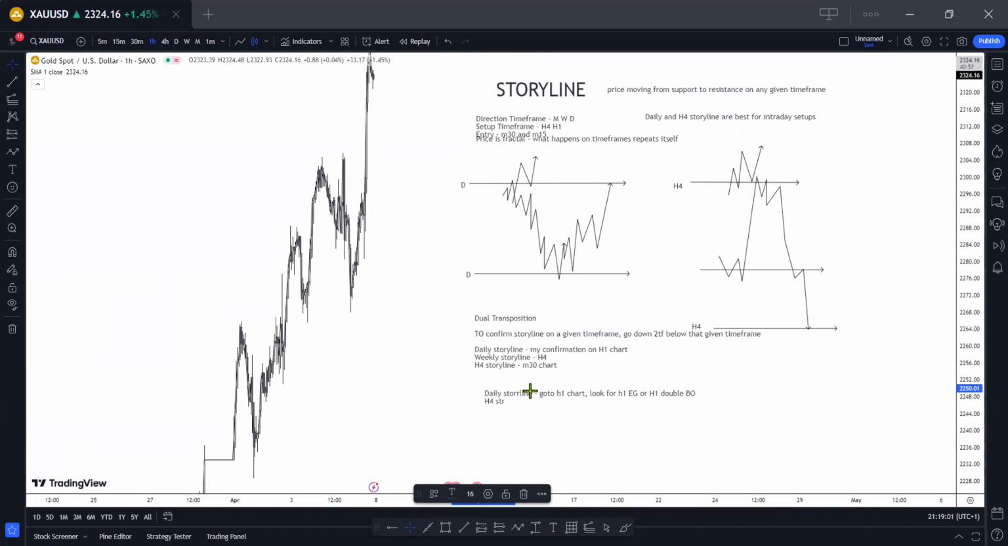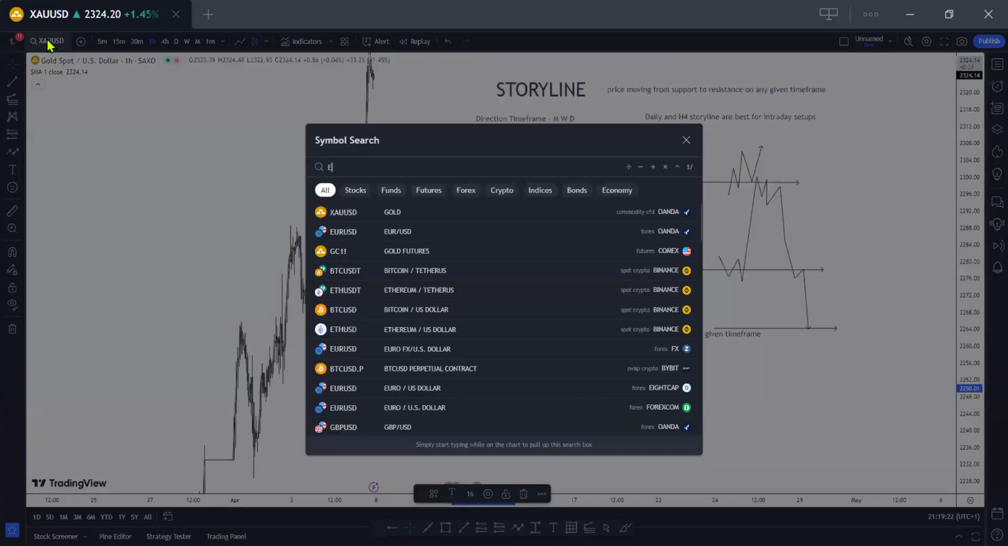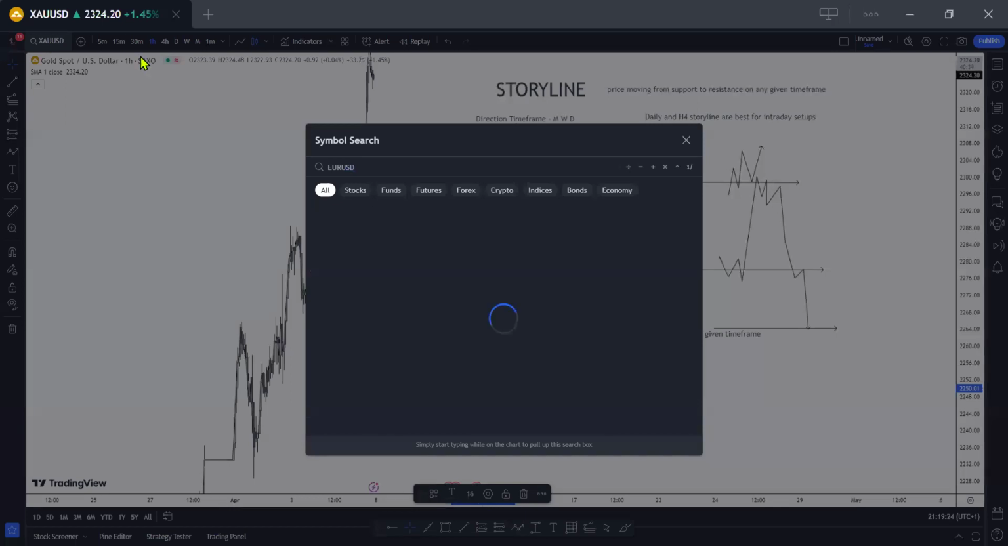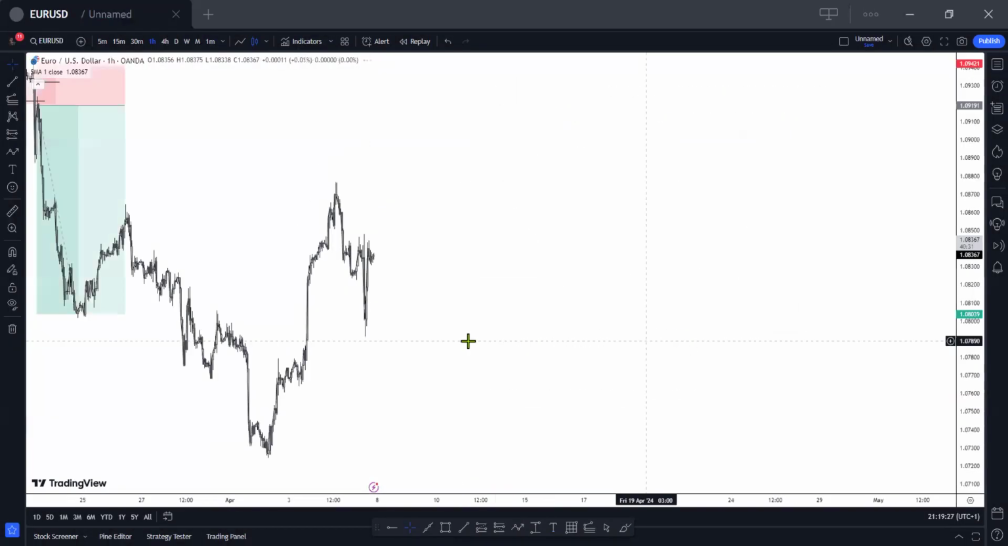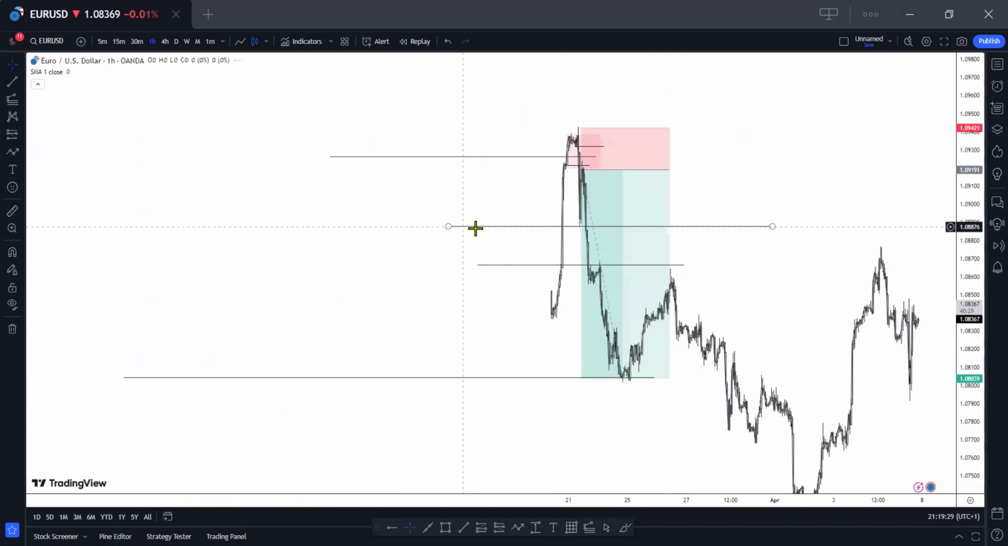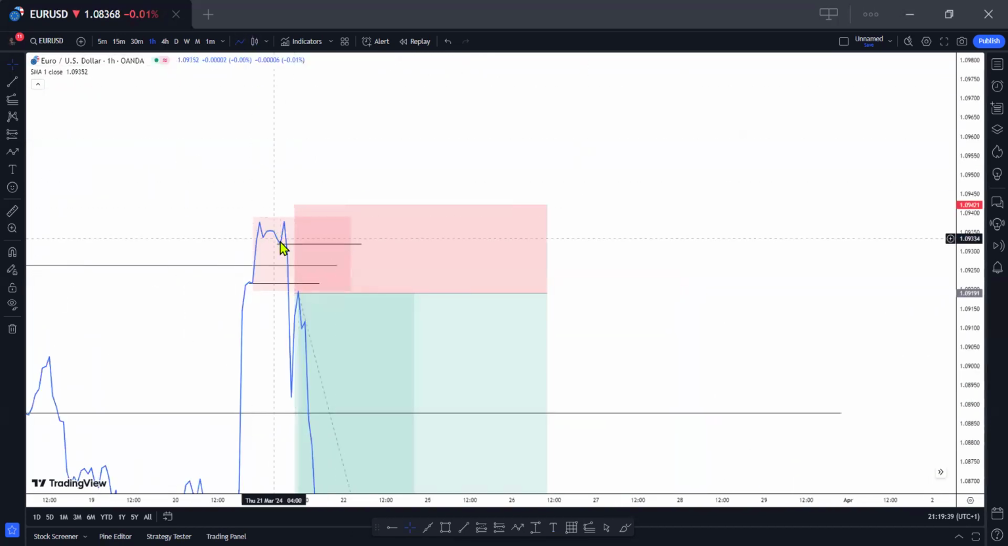For the H4 storyline, what time frame do you look at? M30, you're right. M30 engulfing or double breakout. So let's go back to EU. Engulfing or double breakout, either one, they work like magic. See this entry here. Why is it a double breakout? First breakout, second breakout, entry, and then it shoots down.